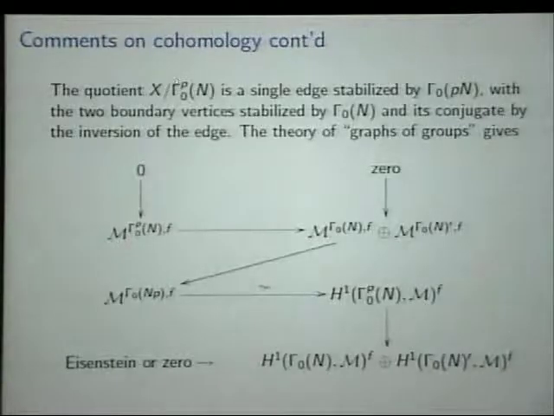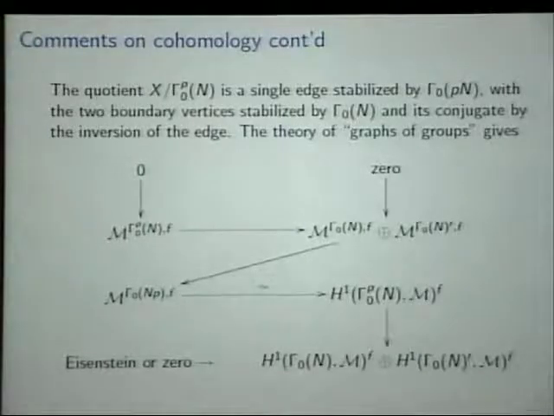Now, we're in the following situation. We have this tree X, and we have this big group which acts on it. And if you look at the quotient by that action, you get a single edge. But you still have a big subgroup of the group acting on that single edge. Basically, you have gamma naught of NP acting still on that edge.